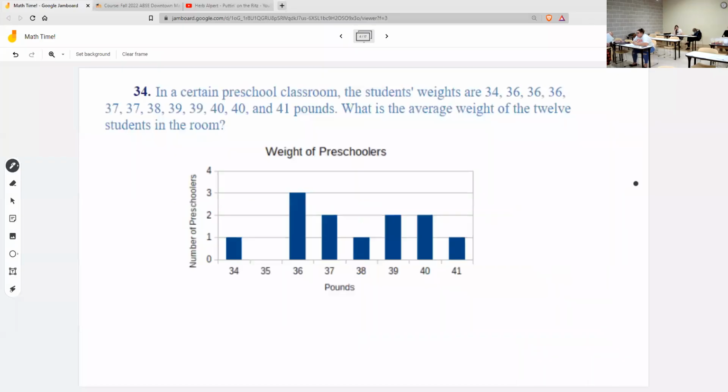Pause real quick. So there's a preschool classroom and the students' weights are these numbers up above: 34, 36 3 times, 37 twice, 38, 39 twice, 40 twice, and 41. So what is the average weight of them? Here is another histogram. Just eyeballing, where does it look like it will balance?